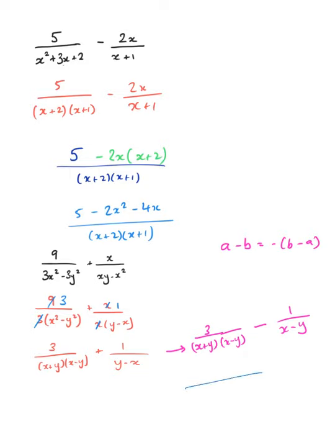So my common denominator is going to be (x+y)(x-y). Of course I've not had to do anything to the 3, so it just stays as a 3. To get from x minus y to (x+y)(x-y), I'm timesing by x plus y, so it's going to be minus 1 lots of (x+y), which we can simplify to 3 minus x minus y over (x+y)(x-y).